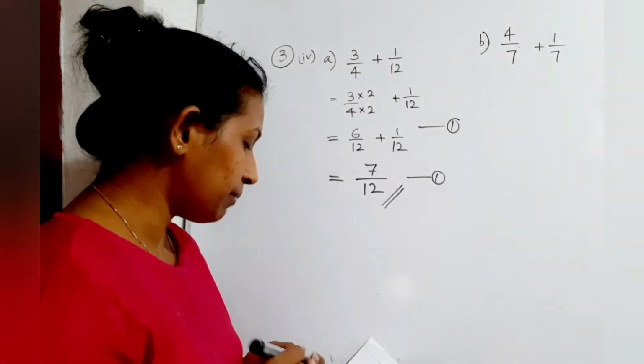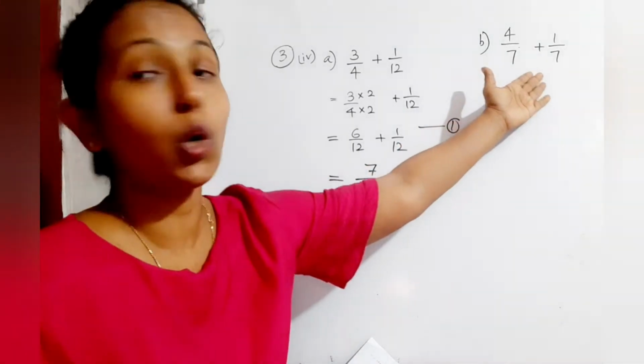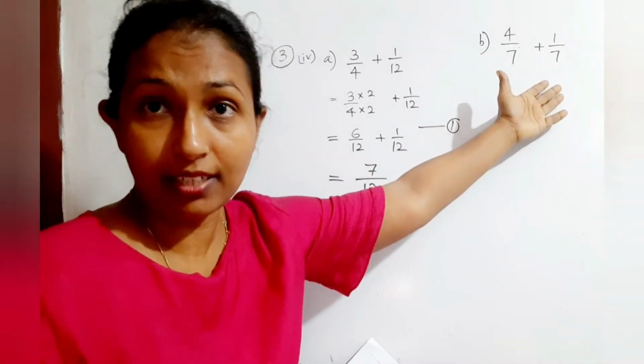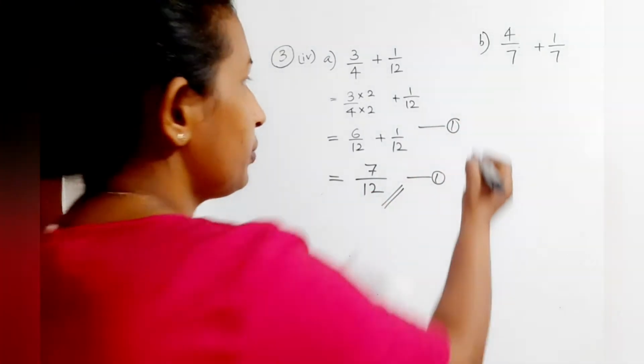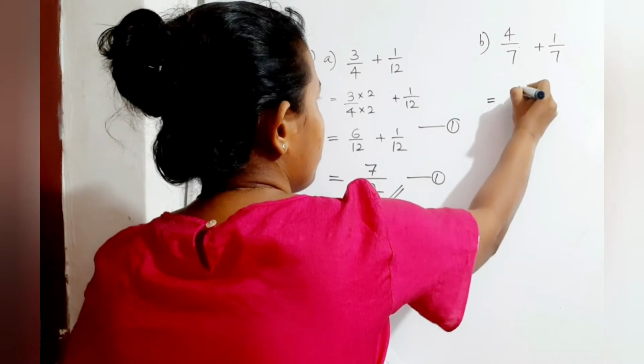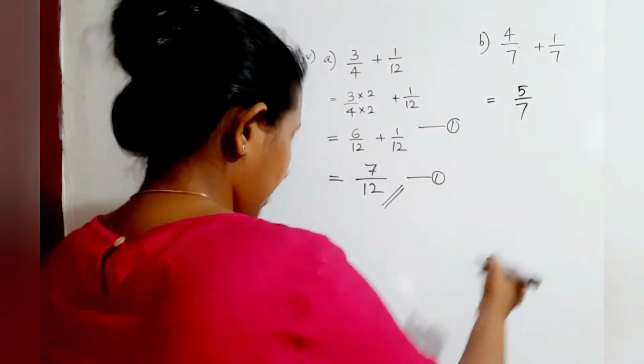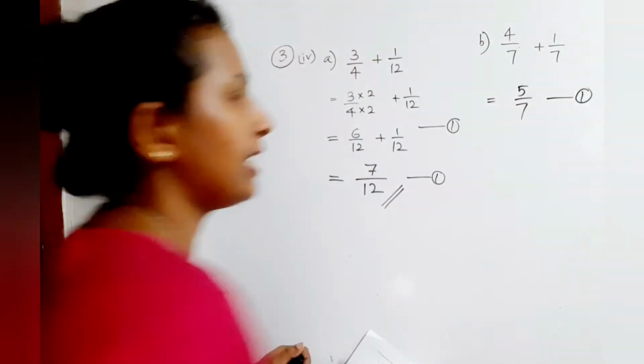In part B, Putala, it is easy because the denominators are equal, 7, 7. So no need to make them equal. So you can write the answer as 5 over 7. Then 1 mark for that one.